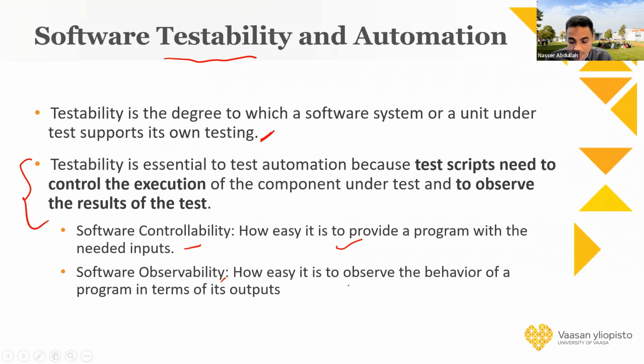output. For example, once we click this button, it moves to another page, the next page. That means it passed. Testing this button, it passed, like this. So from the behavior of the software, we can say the application passes or does not pass.